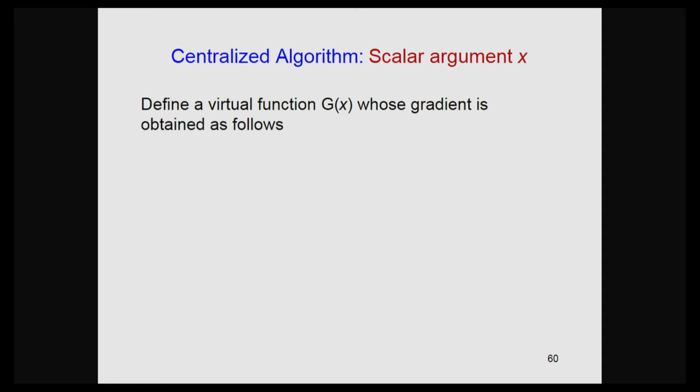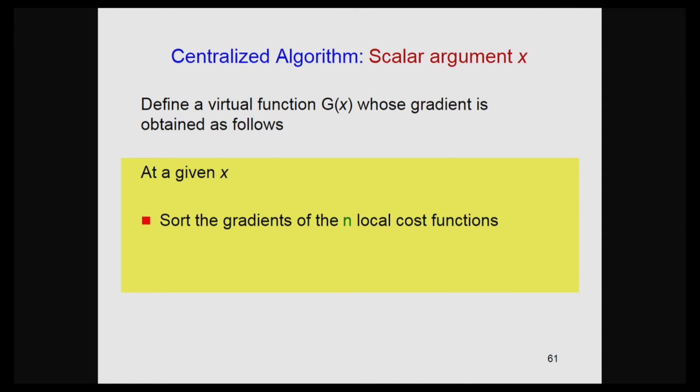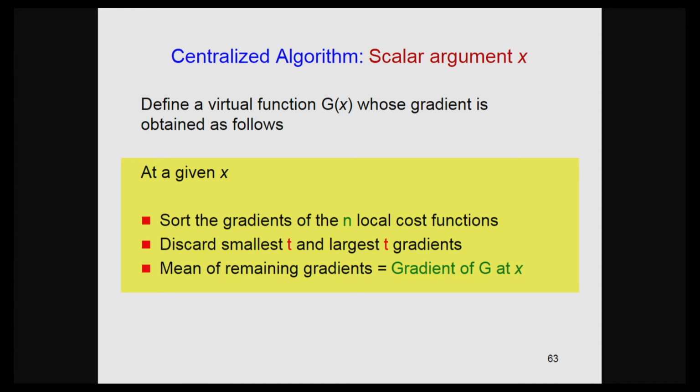The way I'm going to explain what we do is through this notion of a virtual cost function, g of x. I'm going to define a new cost function as follows. I have given you n cost functions, right? There are n agents. At every x, now this is computationally not really feasible, but just play with me, I'm going to compute the gradient of all the n cost functions. And then I'm going to do filtering on the gradients. I'm going to throw out the outliers, the smallest t gradients, I'm assuming, by the way, my arguments are scalar here, and the largest t gradients, and then I average the rest. And that's the gradient of my virtual cost function.